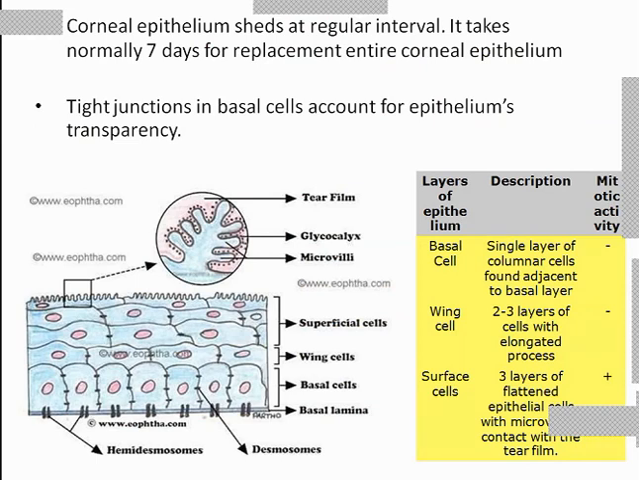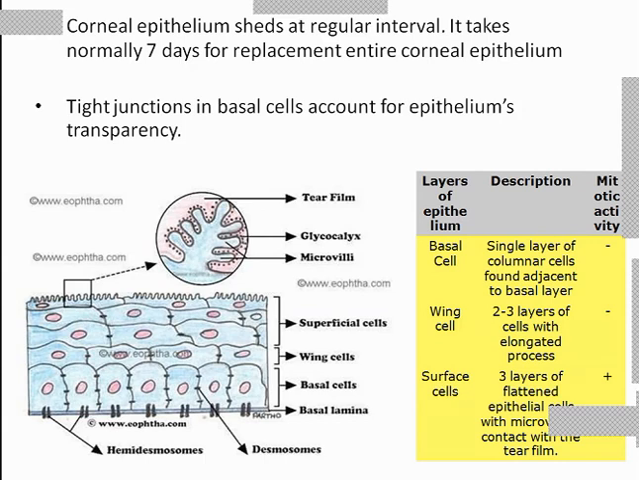So normal corneal epithelium sheds at regular intervals. It takes normally 7 days for replacement of the entire corneal epithelium. Why this is very important for you to know is when you do a keratoplasty or a LASIK. LASIK is a very big trend. So they try to scrape off the epithelium, then try to do the LASIK to the stromal areas. So how many days it requires for the entire cornea to regenerate is normally 7 days. That's why people who go for the LASIK often ask how much time it takes for the entire corneal epithelium to totally come back to normalcy.